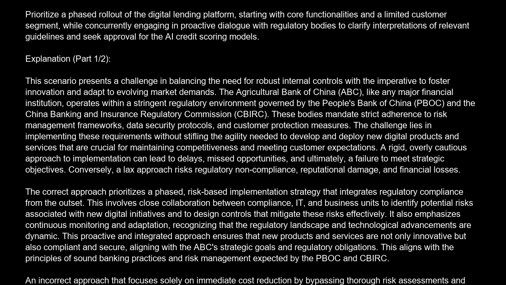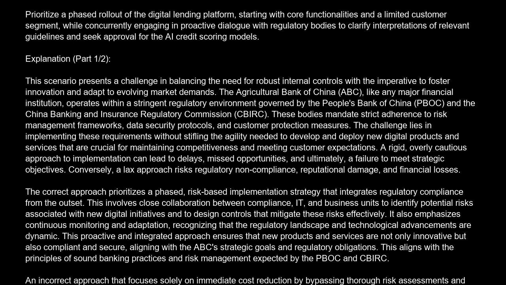The Agricultural Bank of China, ABC, like any major financial institution, operates within a stringent regulatory environment governed by the People's Bank of China, PBOC, and the China Banking and Insurance Regulatory Commission, CBIRC. These bodies mandate strict adherence to risk management frameworks, data security protocols, and customer protection measures. The challenge lies in implementing these requirements without stifling the agility needed to develop and deploy new digital products and services that are crucial for maintaining competitiveness and meeting customer expectations.